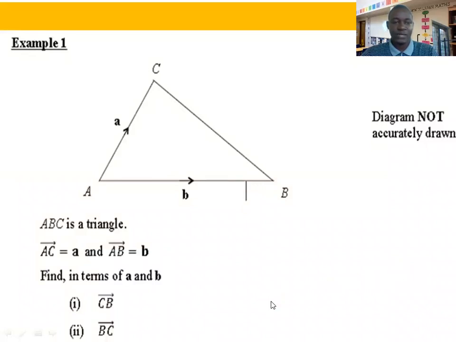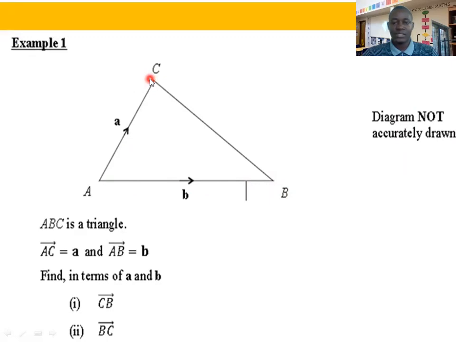The first one that we have here says ABC is a triangle, AC equals A, and vector AB equals B. Find, in terms of A and B, the vector CB and the vector BC. In the diagram, the vector AB is given to us, so that's B. We have the vector AC that is also given to us, that is A. So we are asked to find the vector CB.